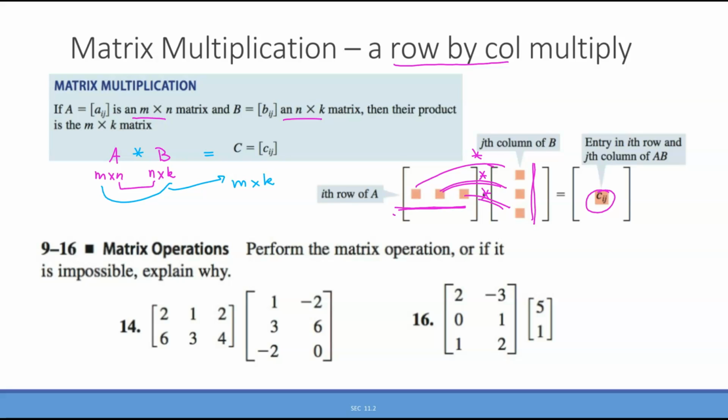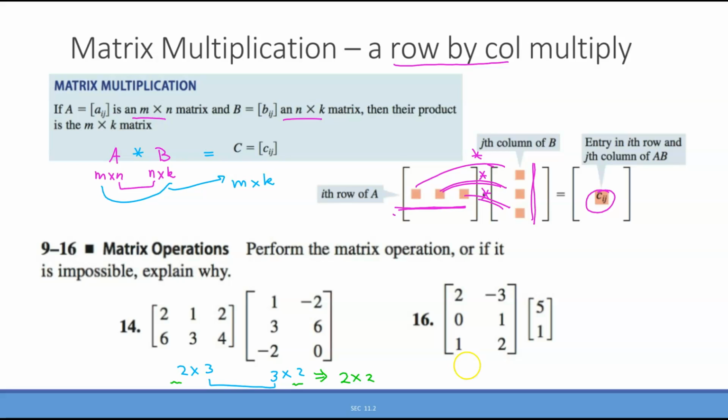Problem 14, perform the matrix operation, or if impossible, explain why. Okay, problem 14, we've got 2 rows and 3 columns. Here we have the second matrix, which is 3 rows, 2 columns. What we want to note is that these match up. Because they match up, then the matrix multiplication is possible, and we're going to end up with a 2 by 2 matrix.